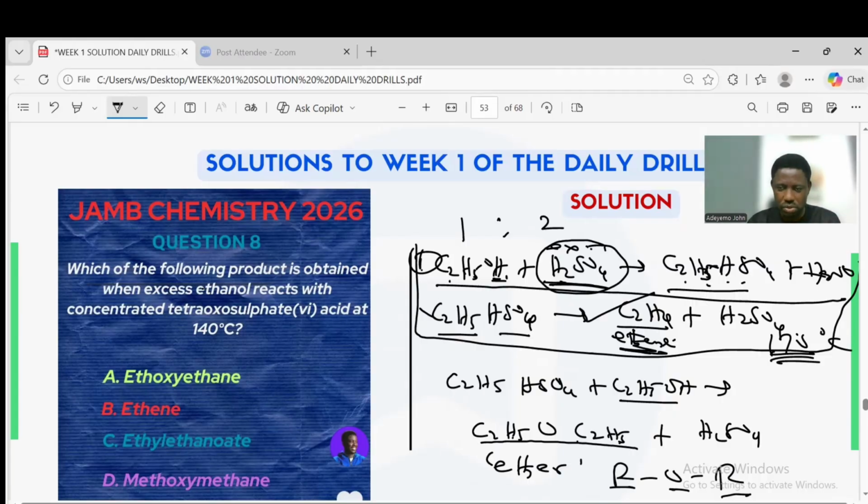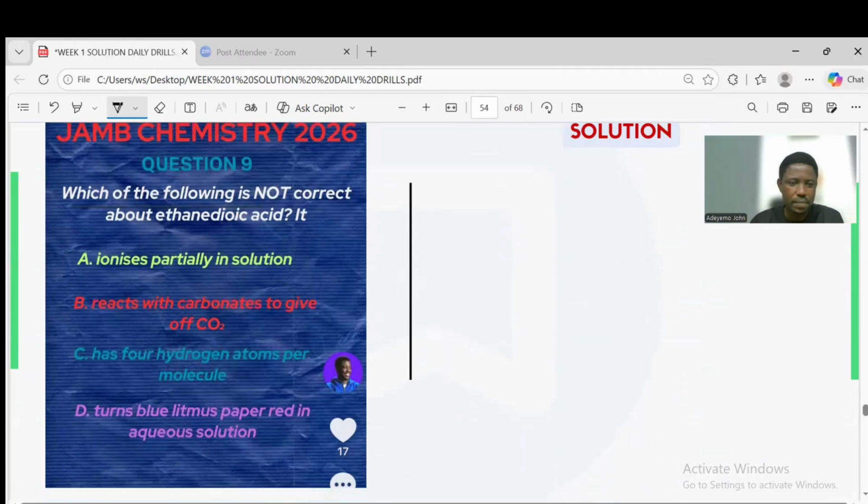But the reaction occurs in two steps. The condition is temperature at 170 degrees C, and the H2SO4 is in excess. If H2SO4 is not in excess and it's ethanol that is in excess and the temperature is lower, less than this 170, then another compound belonging to the homologous series ether will be formed. And this is ethoxyethane. All right, so that is the compound that will be formed. All right, let's move again.